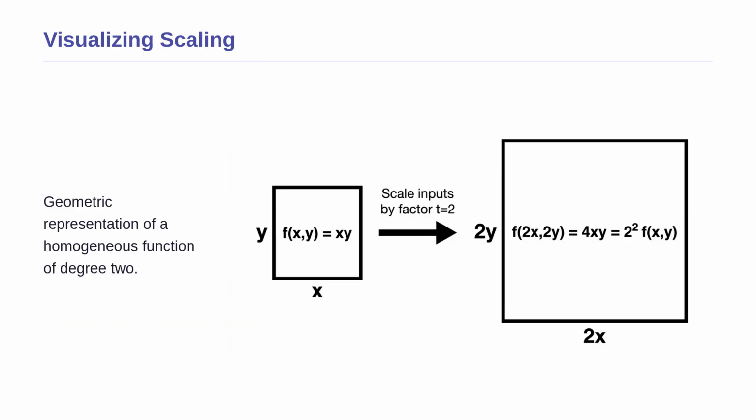To make this formula more concrete, let us visualize what it means for a function to be homogeneous. On the screen, you see a small square with side lengths x and y. Its area is simply x times y. When we scale the inputs by a factor of 2, we get a larger square with sides 2x and 2y. Notice that the new area is not just twice the original, it is 4 times the original area. The scaling factor of 2 is raised to the power of 2, which is the degree of homogeneity for this area function. This geometric idea perfectly matches our algebraic formula.